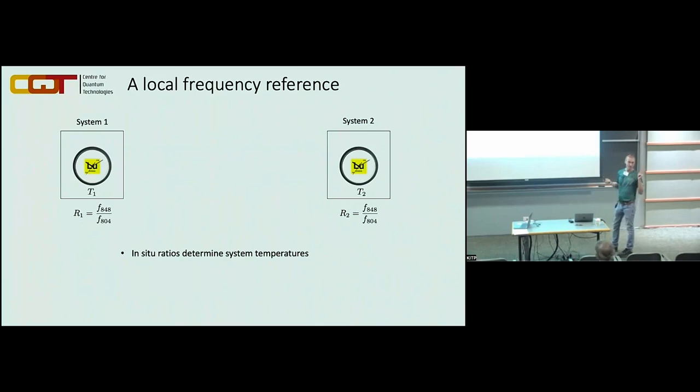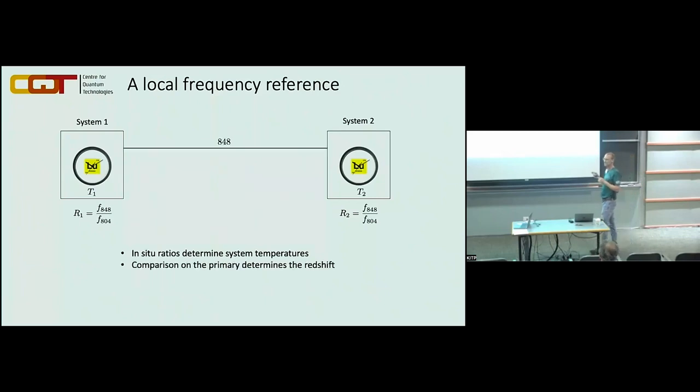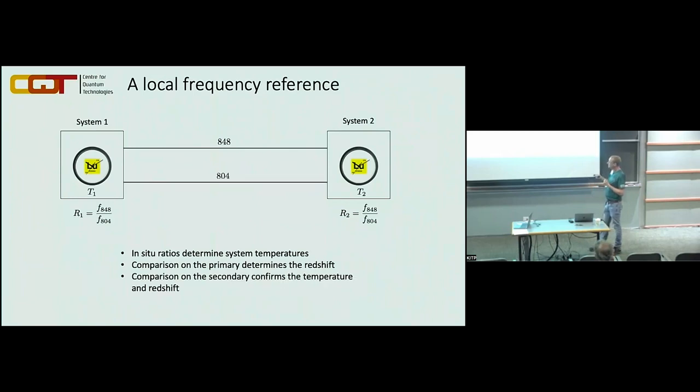But I've lost my figure of merit from my clock, right? So I compare on my primary. When I compare that on the primary, there's a small temperature correction, but now I get what is the gravitational redshift between the two clocks. I can then compare on my secondary transition, and that will now confirm the temperature and the redshift that I get for those systems. So that gives me a self-consistency check for how those clocks are actually performing.